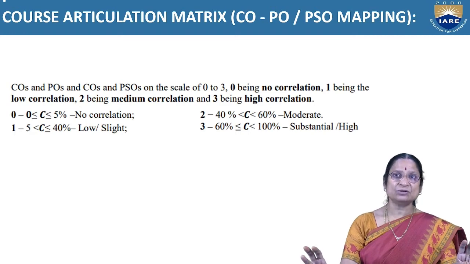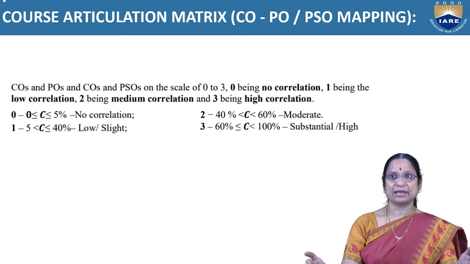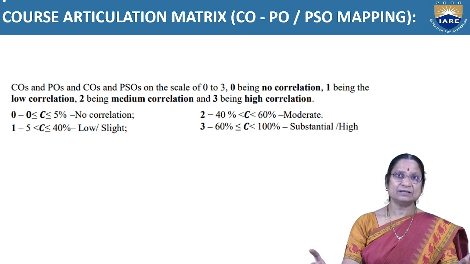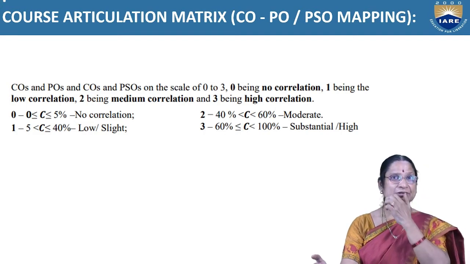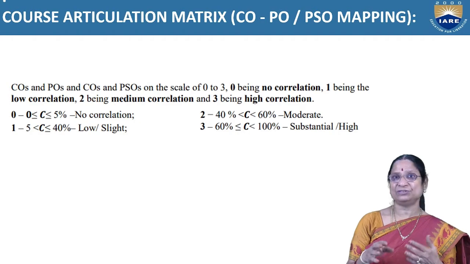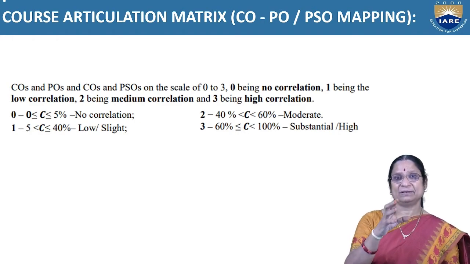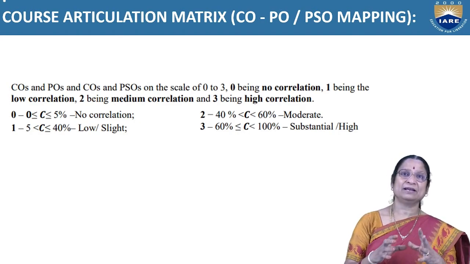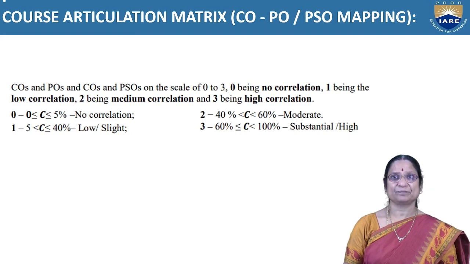So no correlation, low correlation, moderate and substantially high or high. 0 means no correlation, 1 means low, 2 moderate, 3 substantially high. So instead of putting this 0, 1, 2, 3 directly, we are mathematically and properly mapping and getting all these values actually.